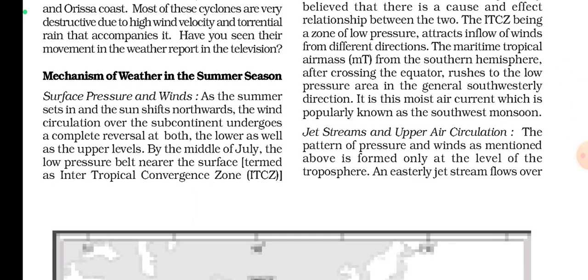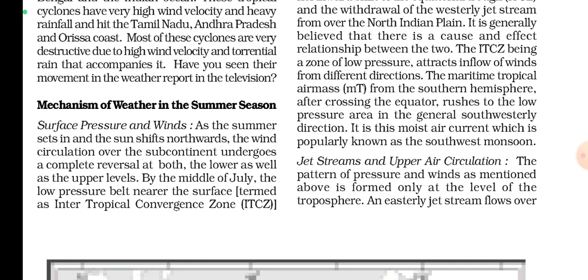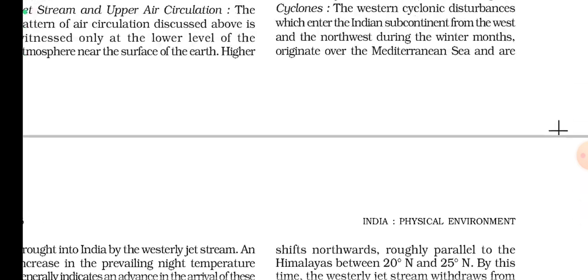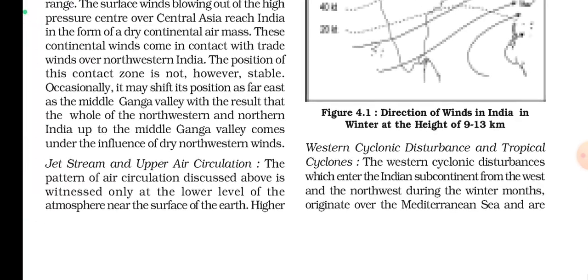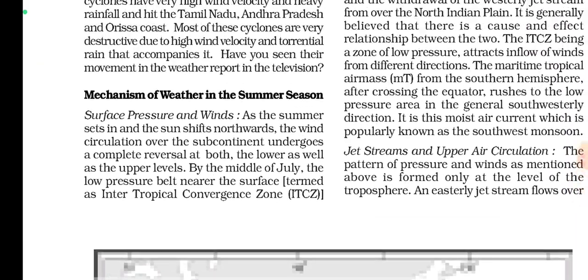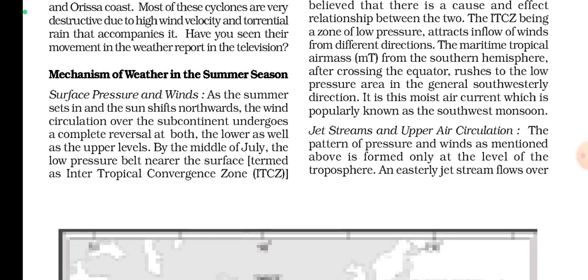Then mechanism of weather and season, summer pattern. So 3 things we learned about: one, surface weather distribution, surface air pressure; then jet stream; and third one is western disturbances. So jet stream is very much important to understand here, right? And next move to the next reading, that is mechanism of weather in the summer season.